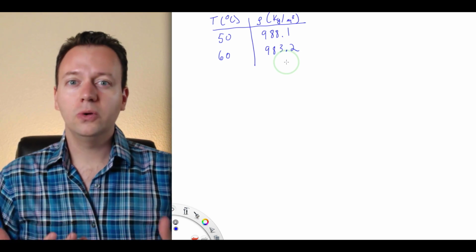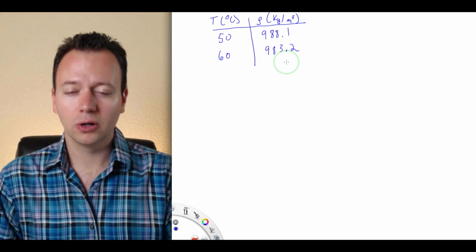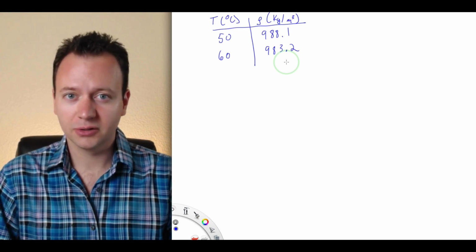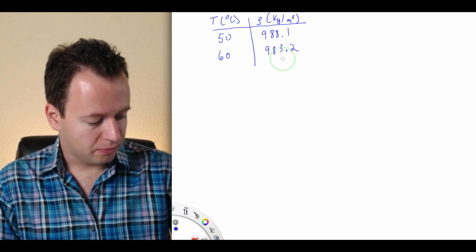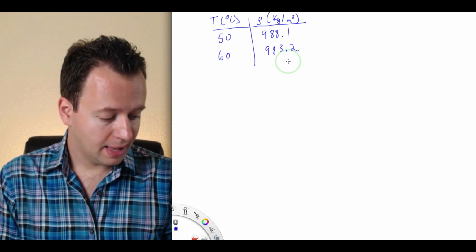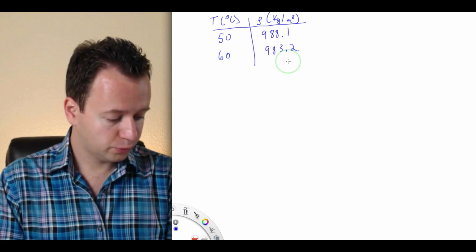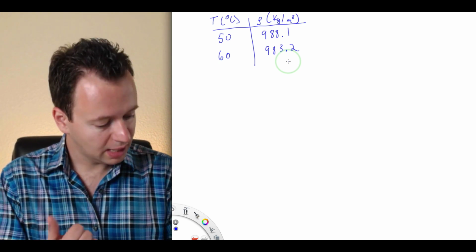So what we're going to be doing with this is we're going to be describing the density as a function of the temperature, and then we'll proceed to construct the entire derivative and inverses map, so the whole D&I map. So we'll look at, for example, f of 50, f prime of 50, f inverse of 988.1, and f inverse prime of 988.1, approximating those things using this table.